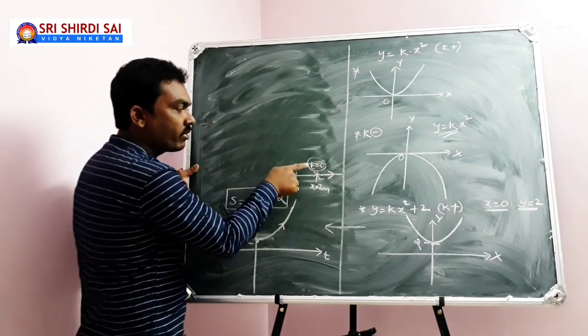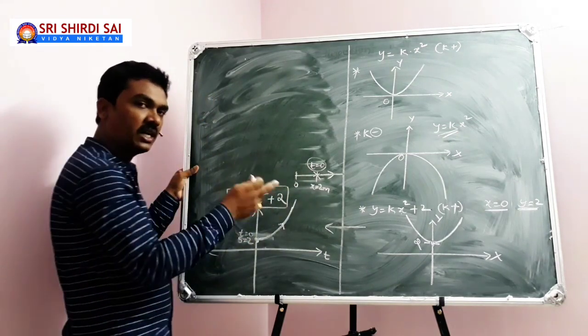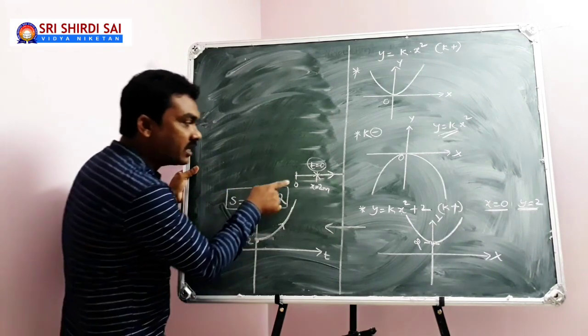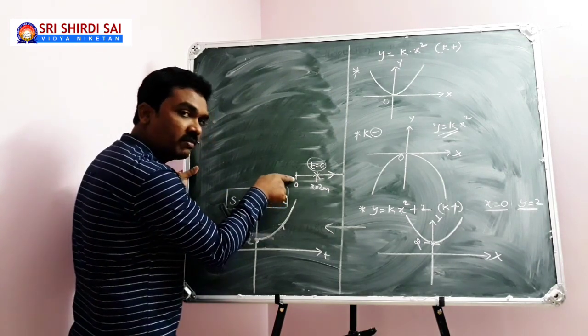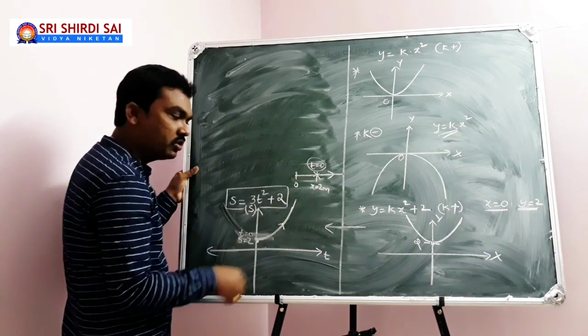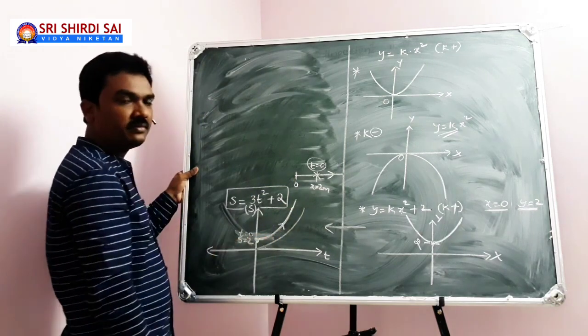That's why at t equal to 0, x equal to 2 meters. From there onwards it has started and continues the journey. If your particle has started from the fixed point from where you are measuring the displacement, then s equal to 0 at t equal to 0, and your graph should be passing through origin.